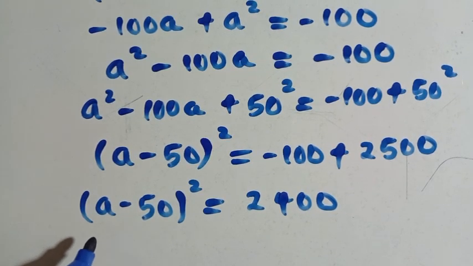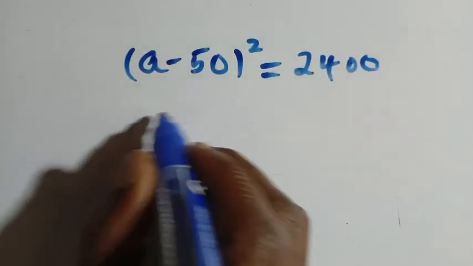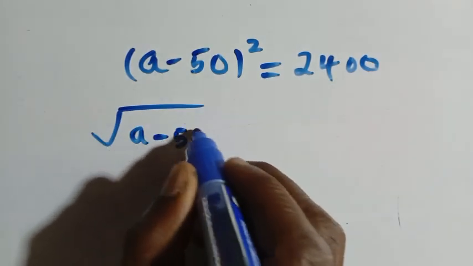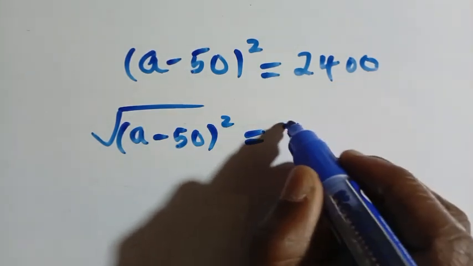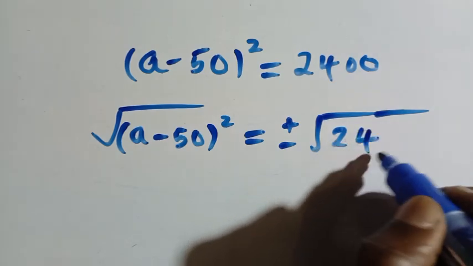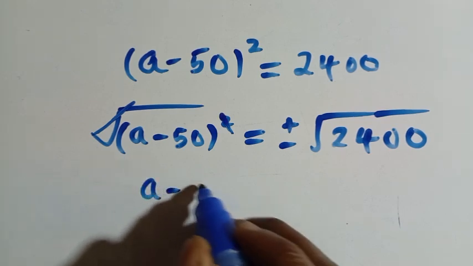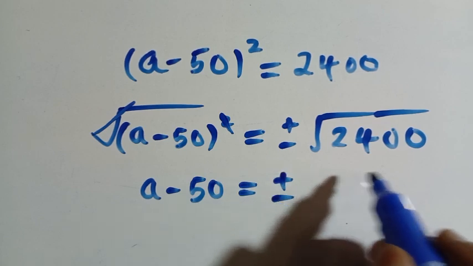We know by taking the square root of this side, what we get is this square and that square root will cancel. And here we have, then we are going to take the square root of this. We have square root of a minus 50 all squared. This equals plus or minus square root of 2004. And this square root and square cancelled, so that we have a minus 50 equals plus or minus.